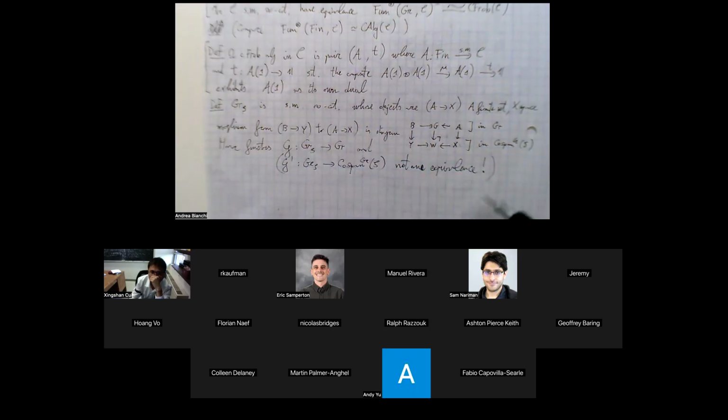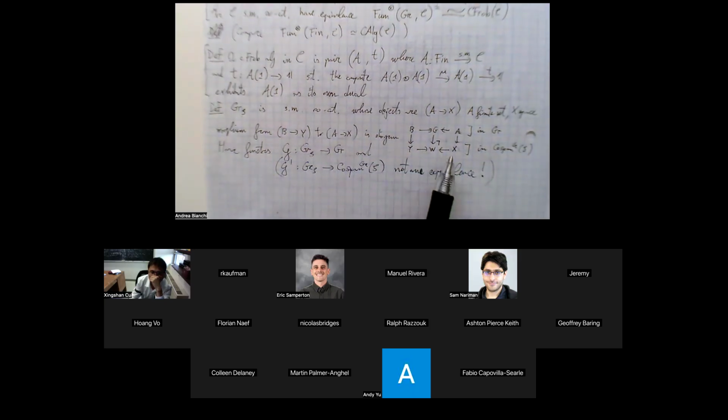And the sad thing about this category is that it has too many objects. We would like a category whose objects are just spaces and not spaces with a map from a finite set. And to achieve this, we're going to operate a suitable localization.